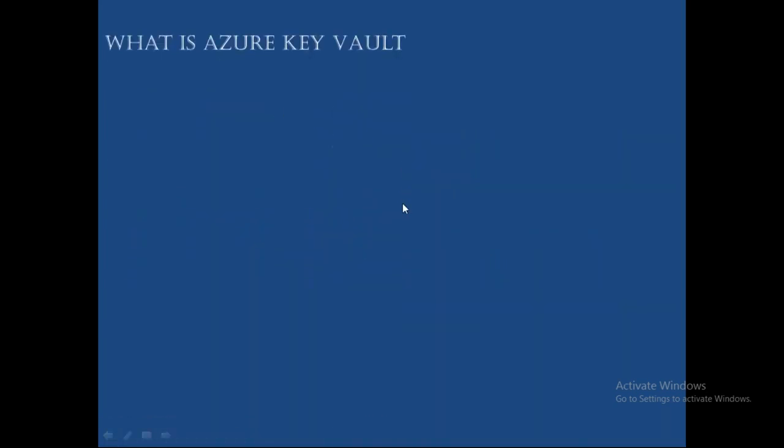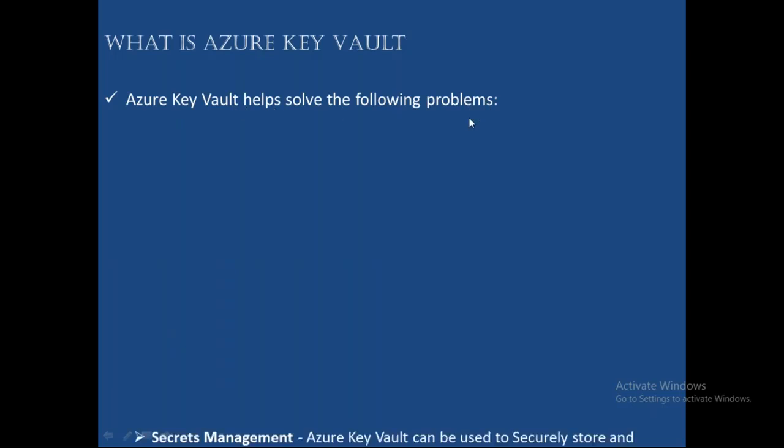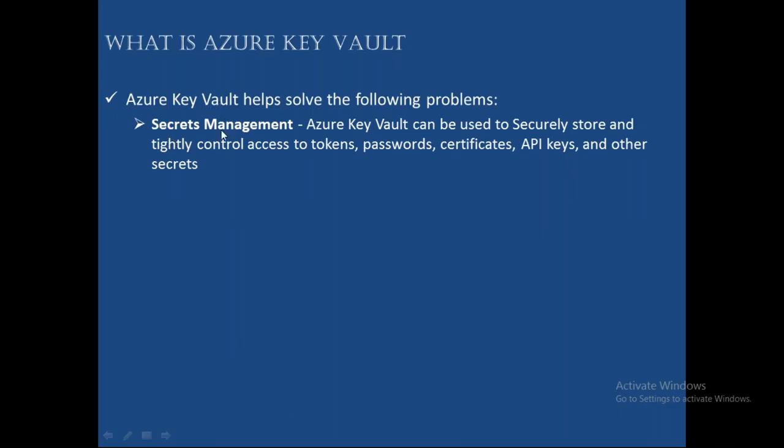Okay. Now, what is Azure Key Vault? Now you see, Azure Key Vault helps solve the following problems. What are the following problems? To store your secrets. Secrets means, as I just mentioned, it can be a token, password, username and password, certificate, API keys, and other secrets. Secret management: Azure Key Vault can be used to securely store and tightly control access to tokens, passwords, certificates, API keys, and other secrets. All the sensitive information you are going to keep is called a secret. So if you're managing all those things, that is nothing but secret management.